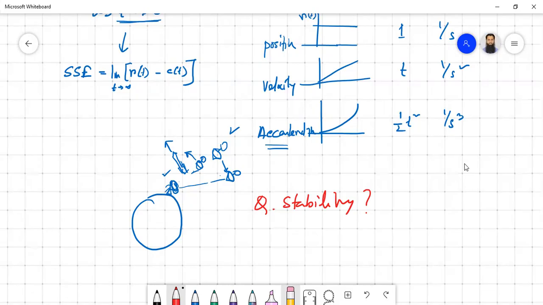So this is why we also have to be careful about the type of the system. We know the condition for stability: the poles have to be on the left half plane. So if the poles are on the left half plane, then only can we actually apply our steady state analysis. Now the next question is how to evaluate the steady state error.